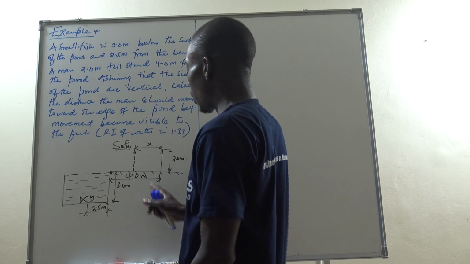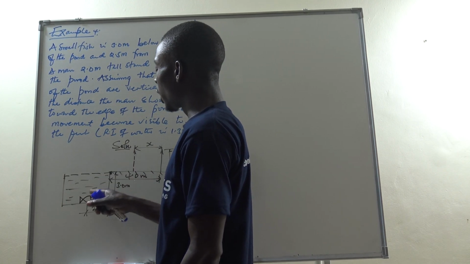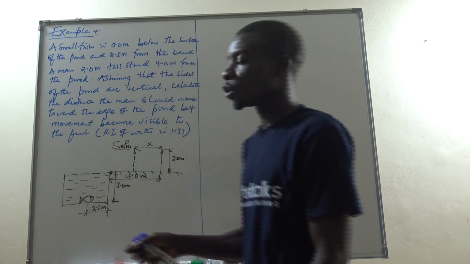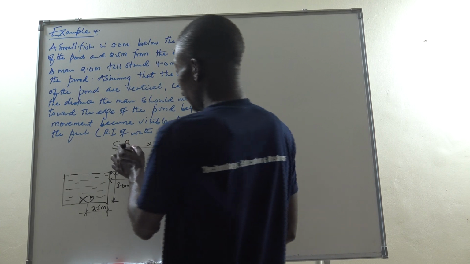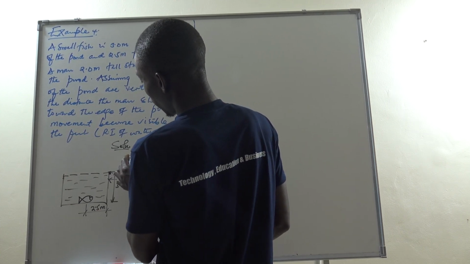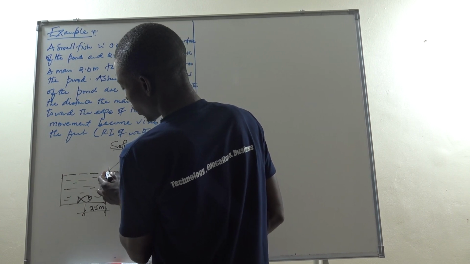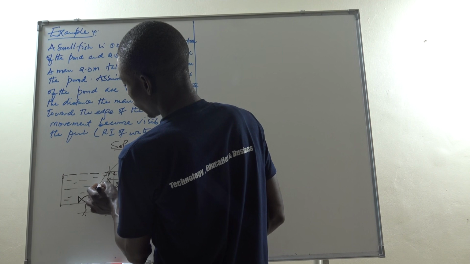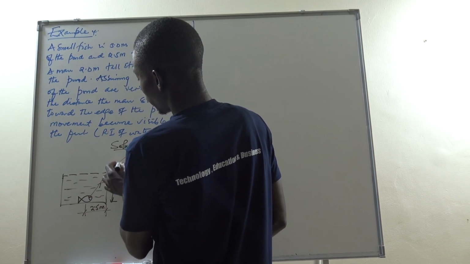what is that x? Assuming the man moves from here up to here. After here, he shouldn't continue. The moment he continues, the head will come out and the fish will be in position of seeing him. So what is that distance x? Assuming he's now here, that means for the fish to see him, light rays will come refracted into the eyes of the fish there.